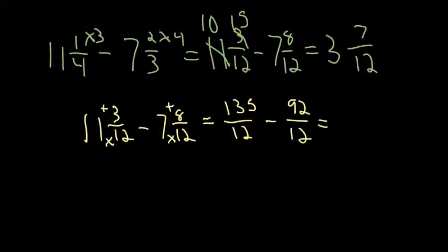So now I subtract 135 minus 92, so 5 minus 2 is 3, 13 minus 9 is 4, so I get 43 over 12. 12 goes into 43 3 times, which is 36, and then 43 minus 36 is going to give me 7. So 3 and 7/12. So you can either make them improper fractions or you can borrow.